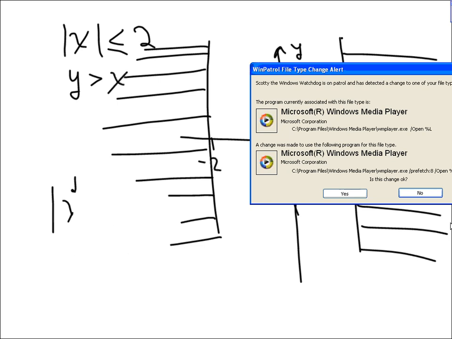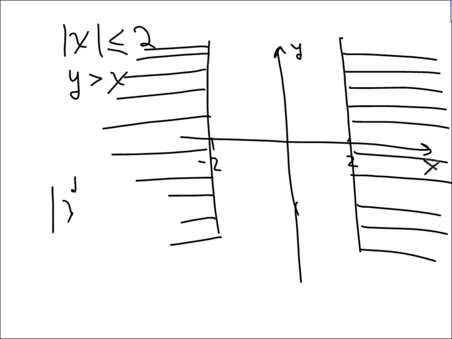Now we're going to look at the second one. The second one says y is bigger than x. So, of course, we're going to graph y equals x. Y and x are equal: 0, 0; 1, 1; 2, 2. Y and x are the same. Since it doesn't say equal, it says just greater than, I draw my dashed line.